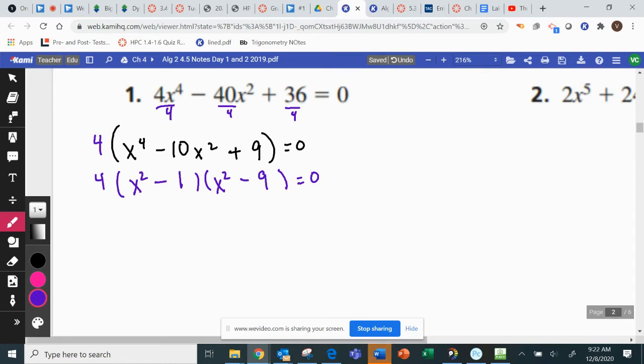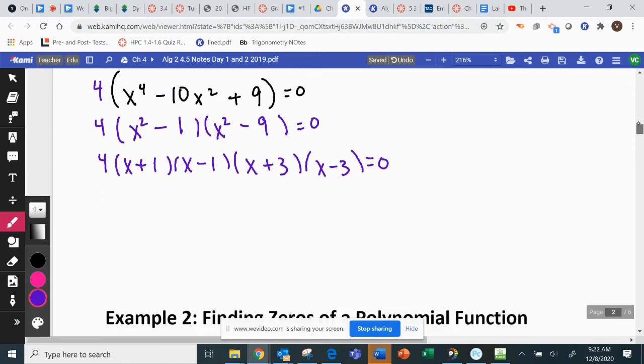And those can actually be factored further. So both of these are difference of squares. This one I've seen 4 other times today. X plus 1, x minus 1. And the next one, x plus 3, x minus 3. So we've got differences of squares. And then I can solve it. So the 4 does not give us any answer.